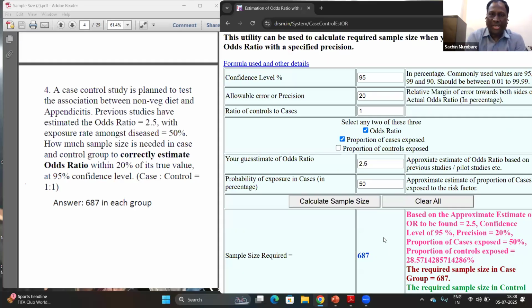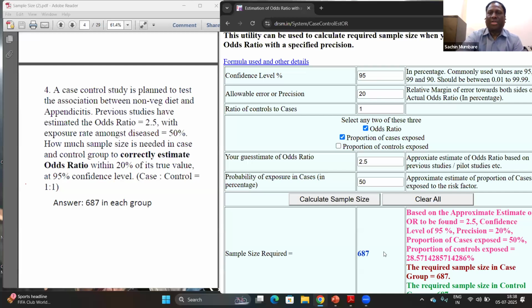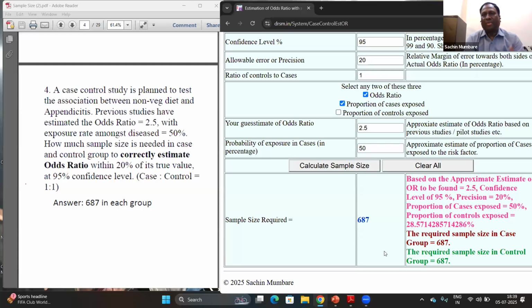Now here I will give one hint. Suppose you think that these many number of cases, it is impossible to get these many. It is very difficult. It's the first thing in final principle, that is your feasibility is not there, and you cannot have 687 cases. What you should do now? What you can do?